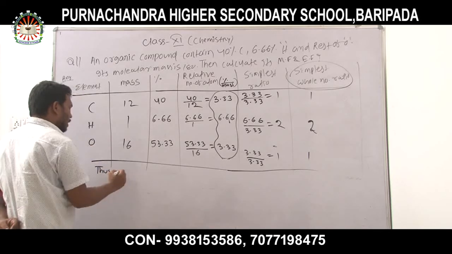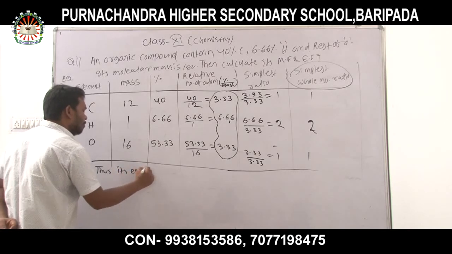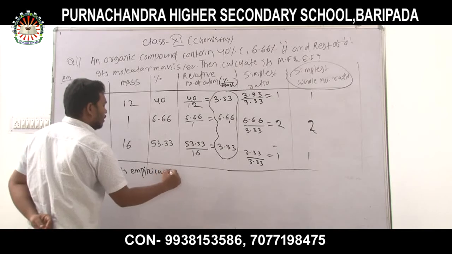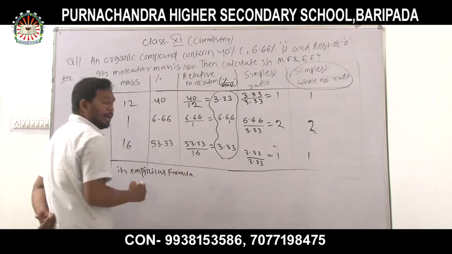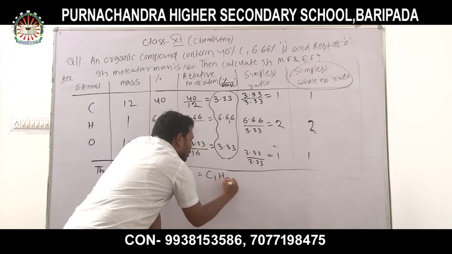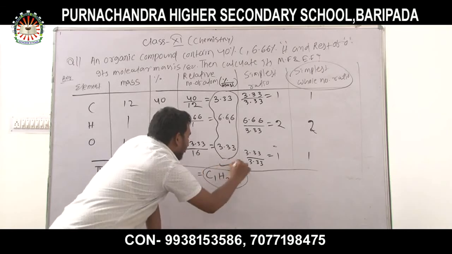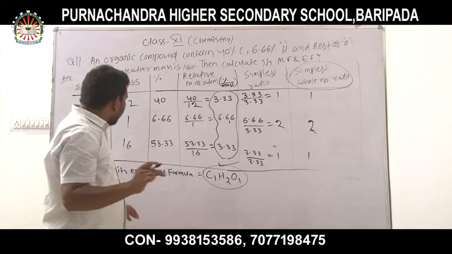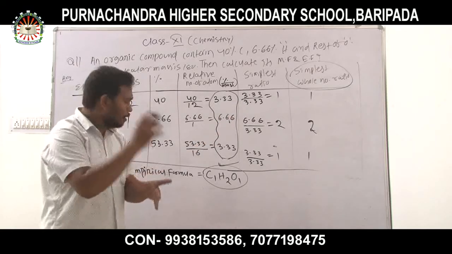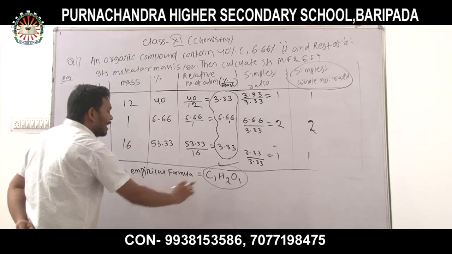Thus its empirical formula is carbon 1, hydrogen 2 and oxygen 1. This is how we calculate the empirical formula from this table. Then we proceed to calculate the empirical formula mass.